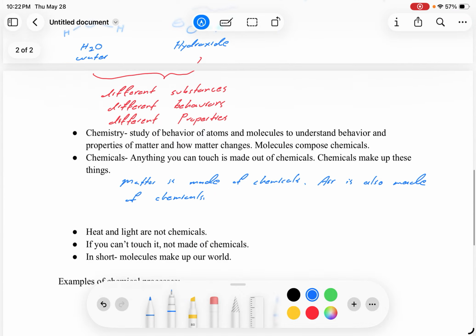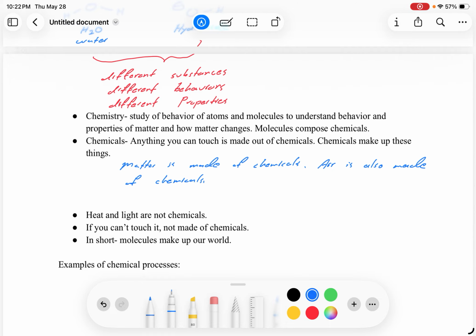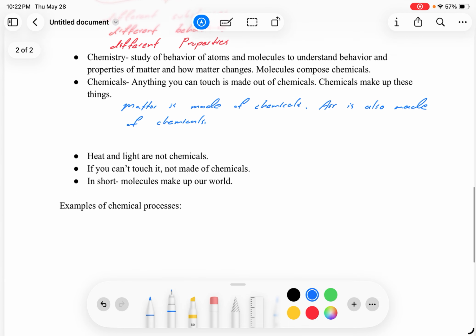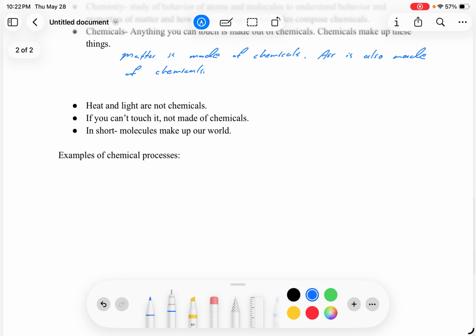So let's look at stuff that is not made out of chemicals. Heat and light are not chemicals, and they are also not made out of chemicals. Heat is just a movement of thermal energy, and light is made out of photons, not chemicals. So if you can't touch it, then it's not made out of chemicals. In short, molecules make up your world, right? So let's look at some examples of chemical processes.